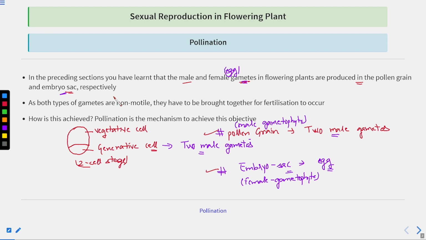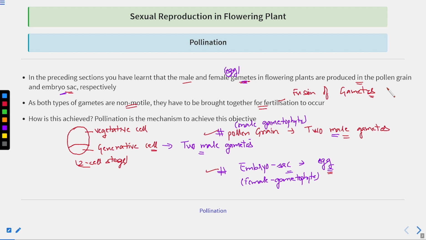Now, the 2 gametes, the male gametes as well as the female gamete, are non-motile. So they have to be brought together for fertilization to occur. Fertilization means fusion of the 2 gametes. So for the fusion of the gametes, what needs to be done? First of all, they should be brought close to each other, but both the male as well as the female gamete are non-motile in case of plants.